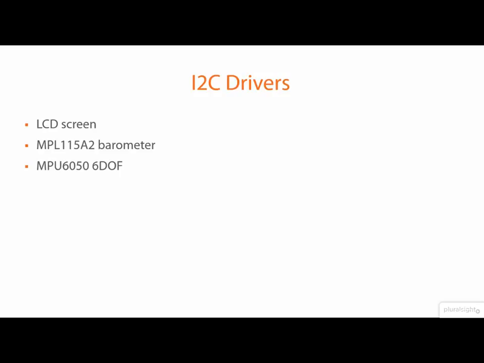Cylon supports more of these, and you can create your own, but these ones are quite popular and will help you to understand what it looks like to talk to this family of components. We'll look at an LCD screen for displaying text to a user. We'll look at a popular barometer component, and we'll look at a 6 degrees of freedom component.